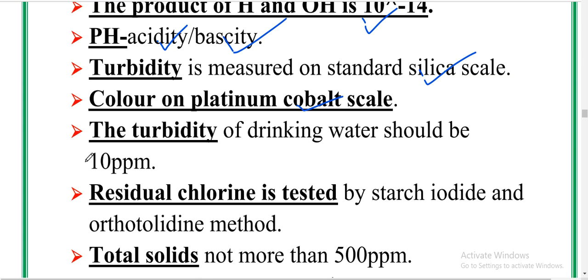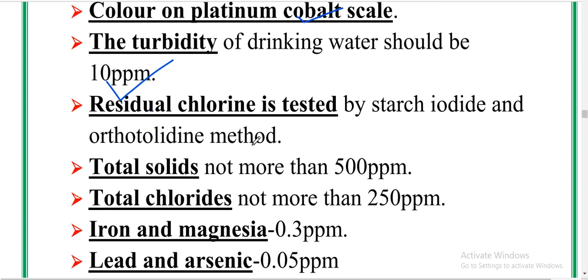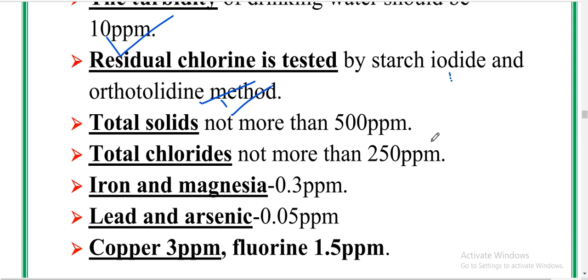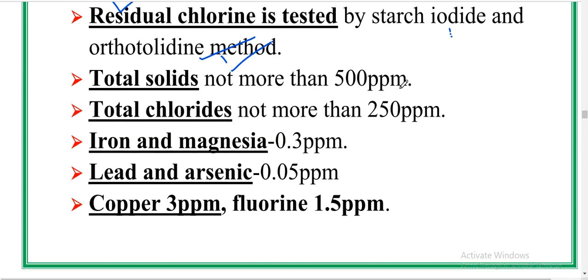The turbidity of the drinking water should be 10 ppm. It should be within 10 ppm. Residual chlorine is tested by starch iodide and orthotolidine method. Residual chlorine is measured by starch iodide or orthotolidine method. Total solids should not be more than 500 ppm. Total chloride should not be more than 250 parts per million.